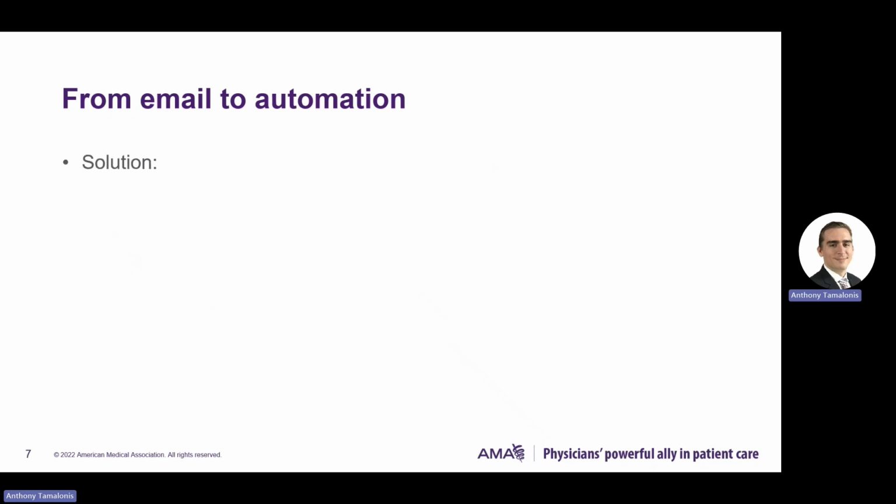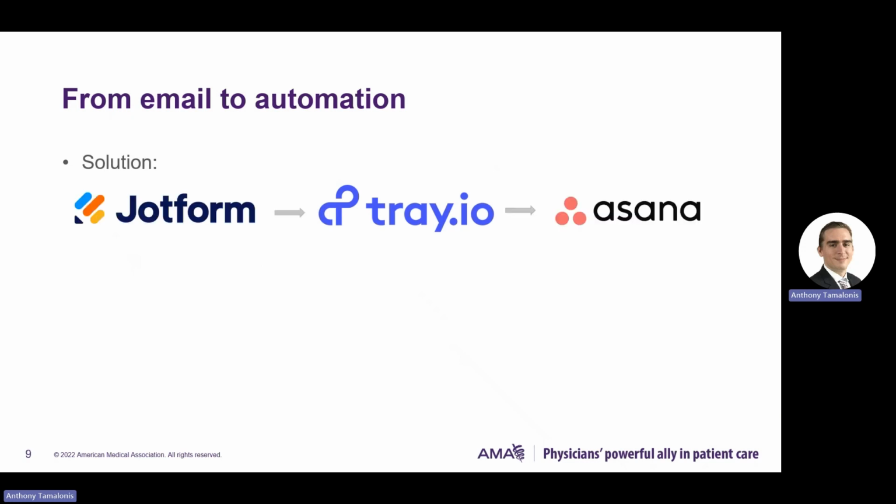So the solution, somewhat obviously, is Tray. That's why we're here. But beyond that, we wrapped around Tray, which was the brains of this solution, JotForm as an intake, and then Asana for where work got done. And Tray helped to route information from JotForm to Asana. And this was all before Asana had forms, before Tray had forms. So that's really why we needed JotForm. There's still some benefits to using JotForm, even though Tray and Asana have forms these days.